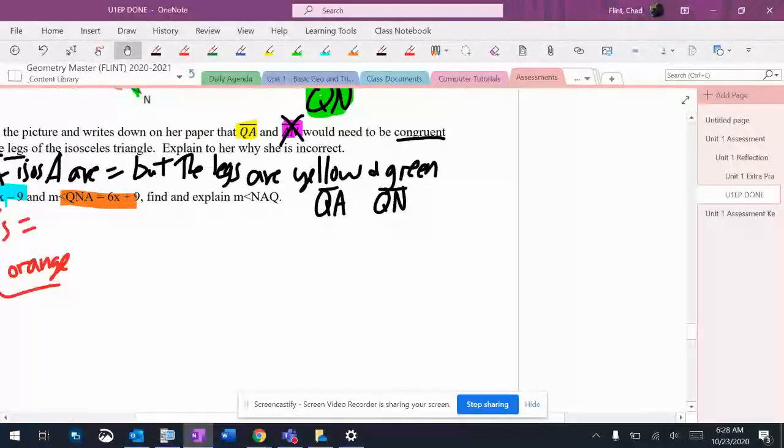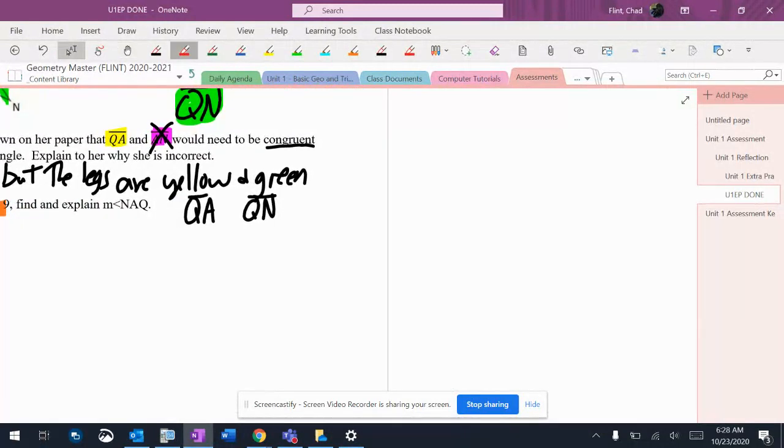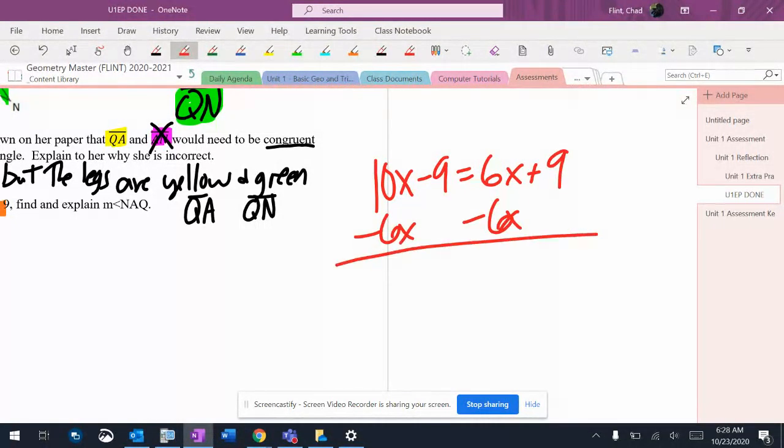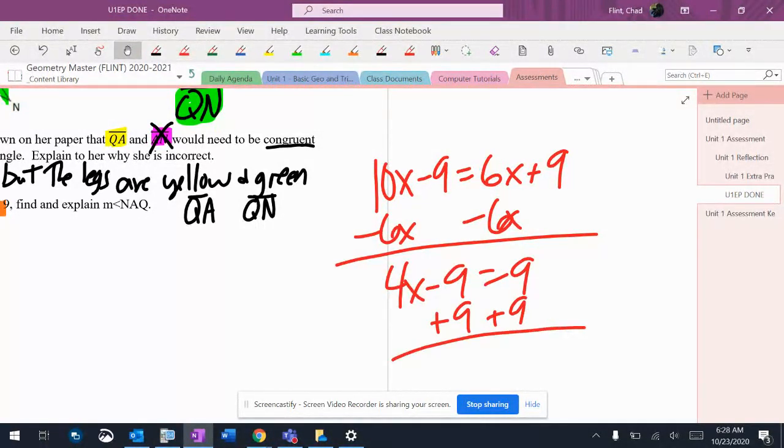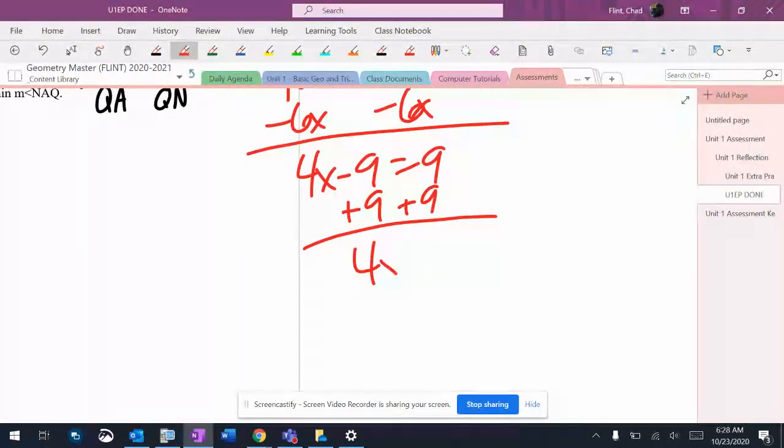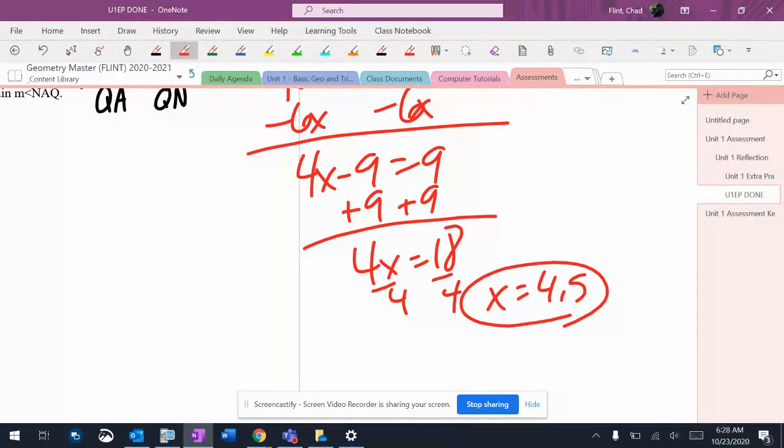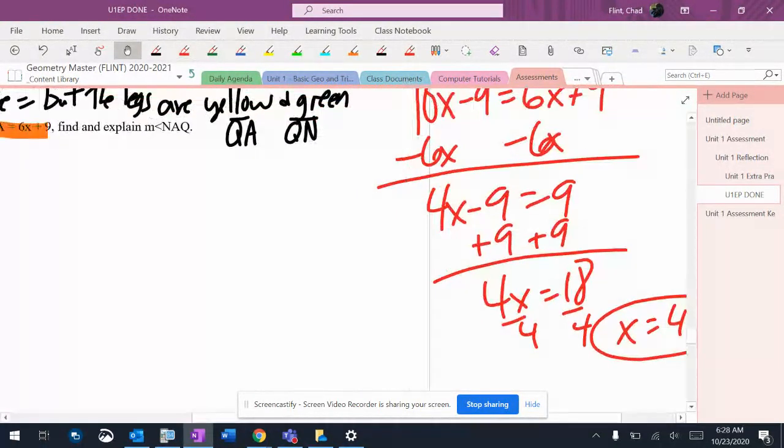So let's come over here and write our equation. So it's 10x minus 9 equals 6x plus 9. And I'm going to go ahead and solve that. So I should get 4.5 for x. Let's see what we're supposed to do with it.